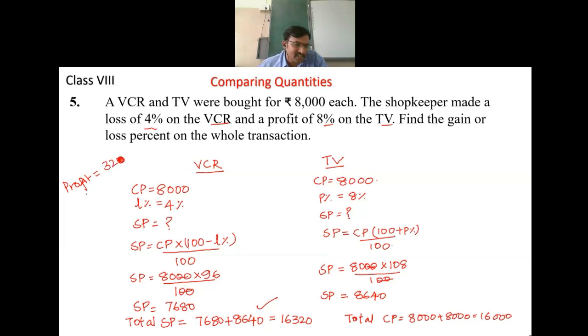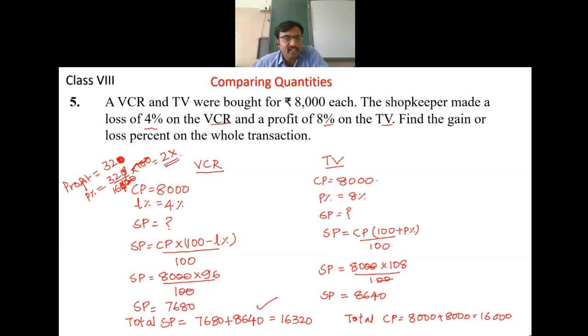So the profit percentage on the whole transaction is profit divided by CP into 100. Sorry, it is not 16,320, it is 16,000 into 100. Two zeros here, two zeros here will get cancelled. We get 2%. Somebody was telling that there is no loss, no gain. Actually, there is a gain of 2%.